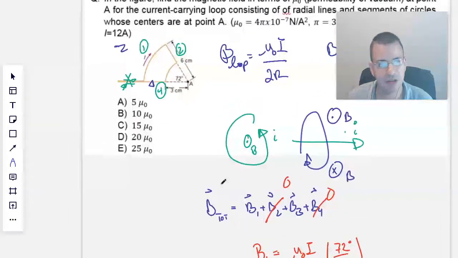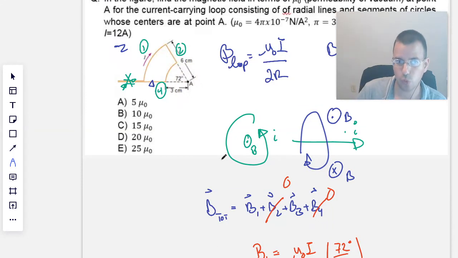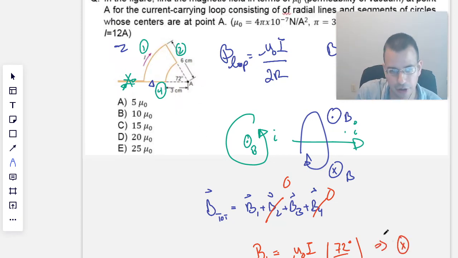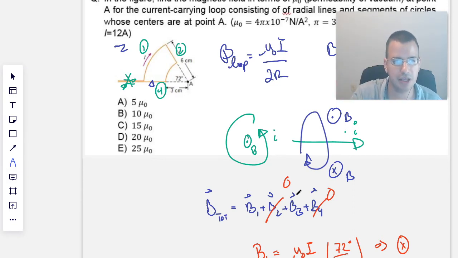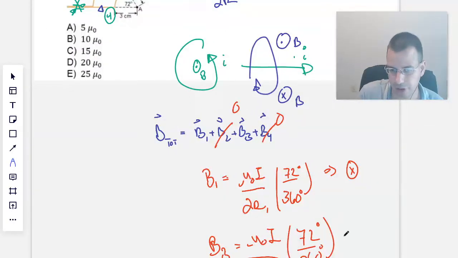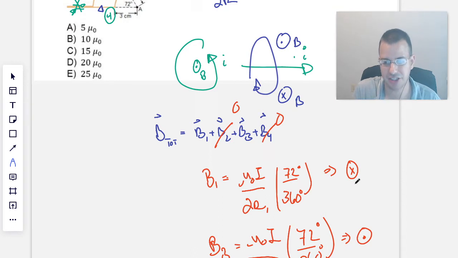And that's because if you do the right-hand rule for 1 up top, B1 is going to be into the board. You can do the right-hand rule for B3, this curved section right here, is going to be out of the board. And so I'm just, for convenience here, going to say that positive is along B1, which is into the board. Always remember that positive is the same as B1.